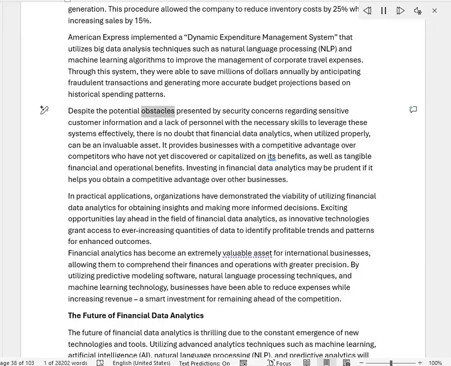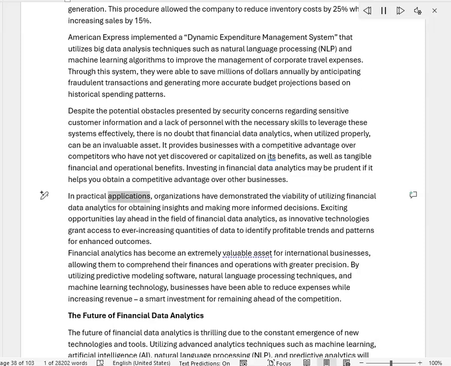Despite the potential obstacles presented by security concerns regarding sensitive customer information and a lack of personnel with the necessary skills to leverage these systems effectively, there is no doubt that financial data analytics, when utilized properly, can be an invaluable asset. It provides businesses with a competitive advantage over competitors who have not yet discovered or capitalized on its benefits, as well as tangible financial and operational benefits. Investing in financial data analytics may be prudent if it helps you obtain a competitive advantage over other businesses.